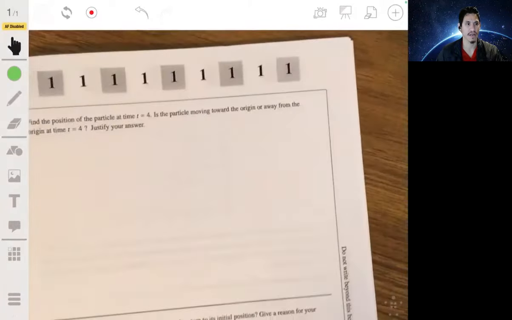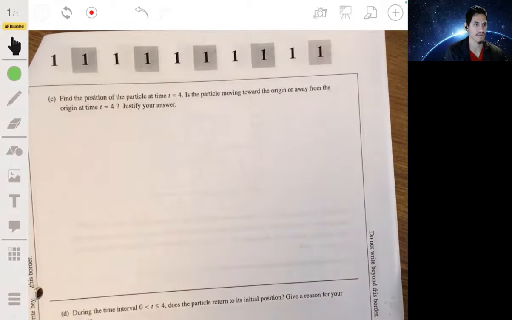All right, let's look at part C now. Find the position of the particle at time t equals 4, and is the particle moving away from the origin or moving towards the origin at time t equals 4? Explain, justify.